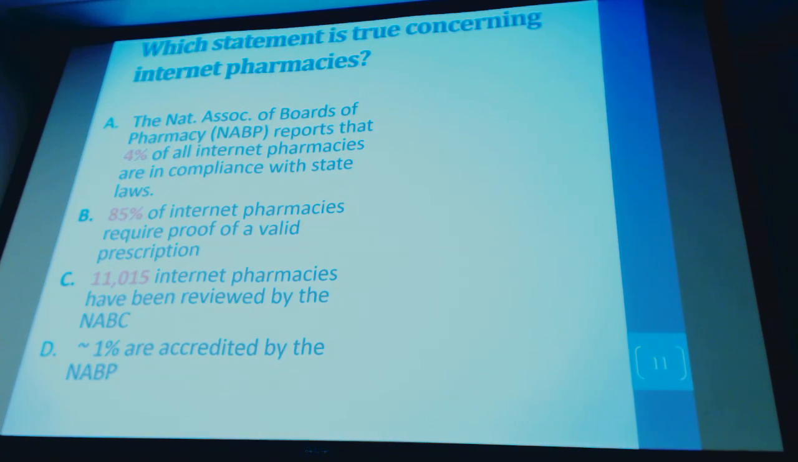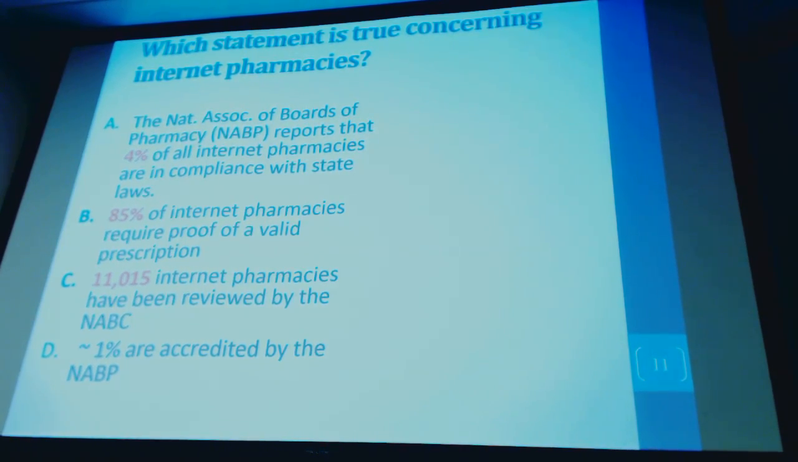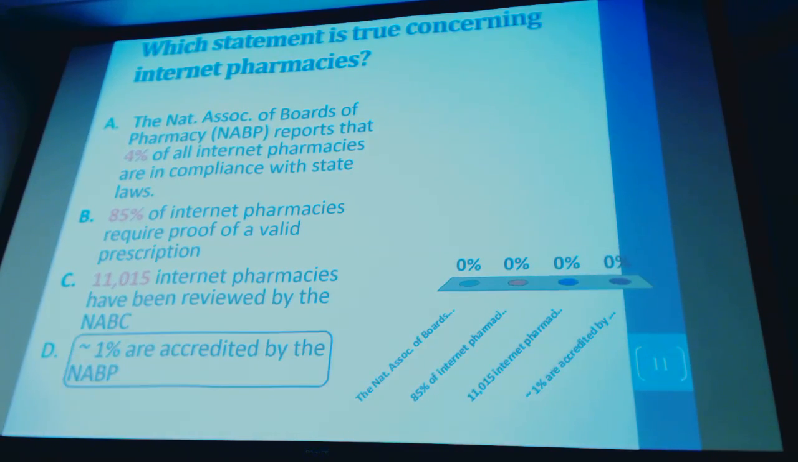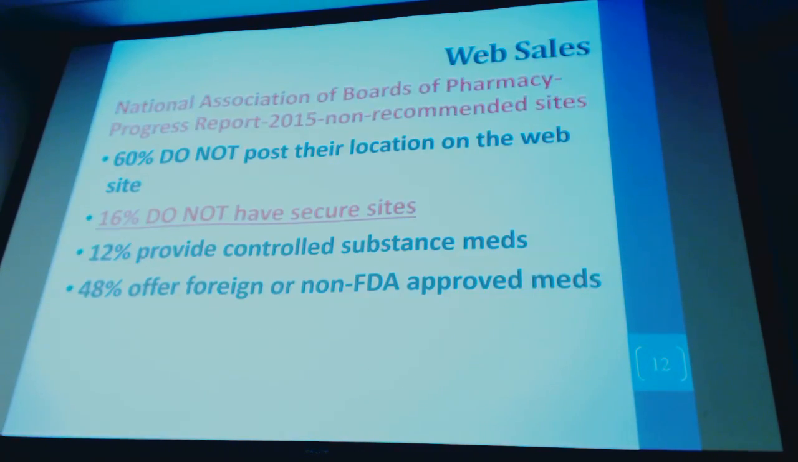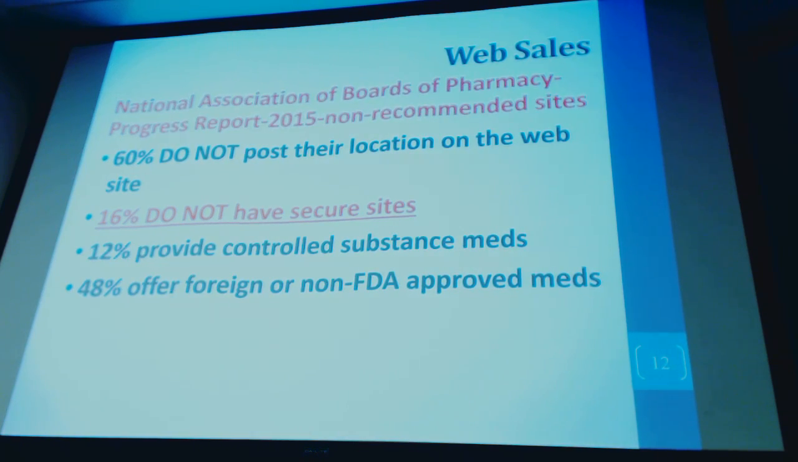So teach your patients, if you're going to buy meds over the internet, make sure that that company is accredited. And it will say right on the website. This really scares me. 16% do not have secure sites. You put your credit card information in there, it's out for anybody who wants to use it. Again, unless it's an accredited pharmacy, you do not know what you're buying, where it's being manufactured, or what's actually in it.